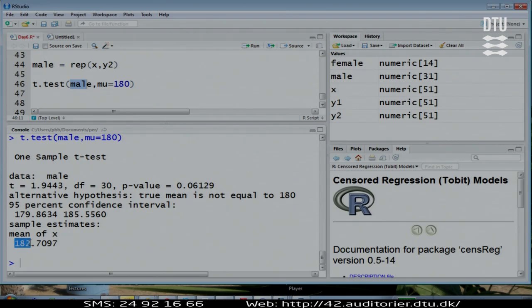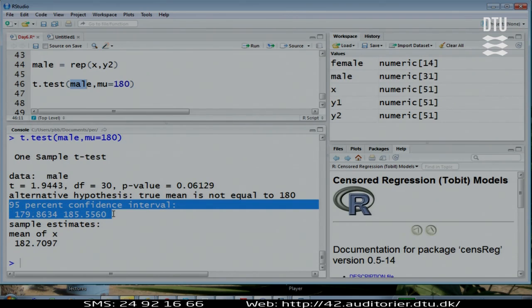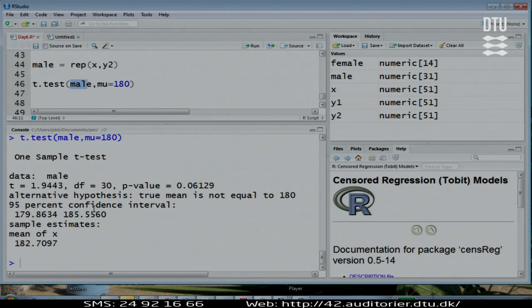The average height of you guys was actually closer to 183 centimeters. Look at something nice here compared to what I told you last time. You actually get the confidence interval for free coming out of this t-test function. The confidence interval tells me that it goes from 179.86 up to 185.5. So the true average male height is somewhere between a little below 180 and 185.5, at least based on this 31 sample data.